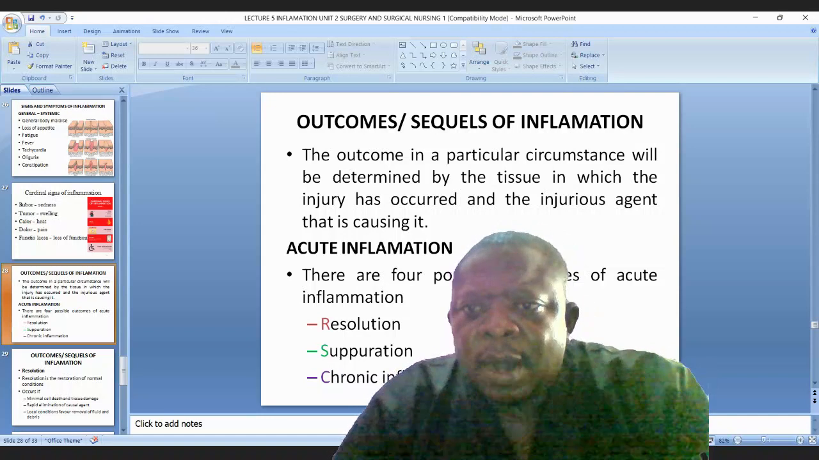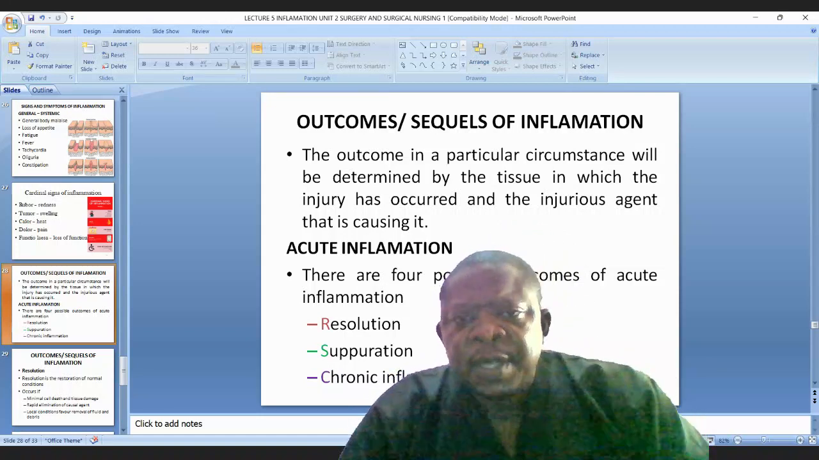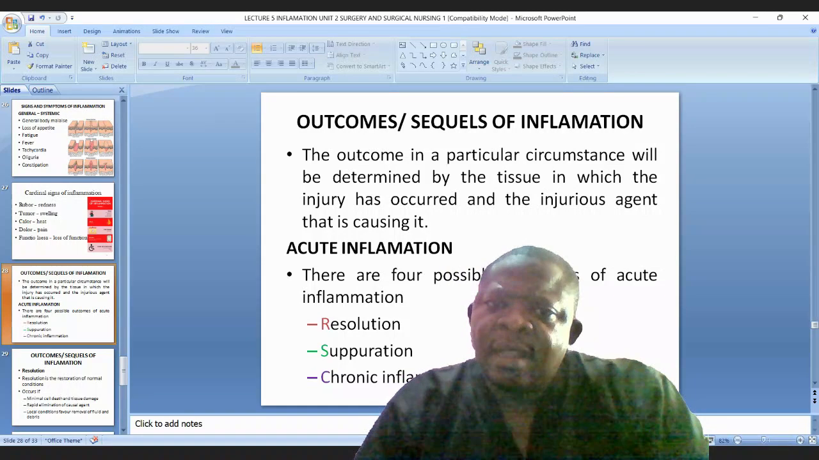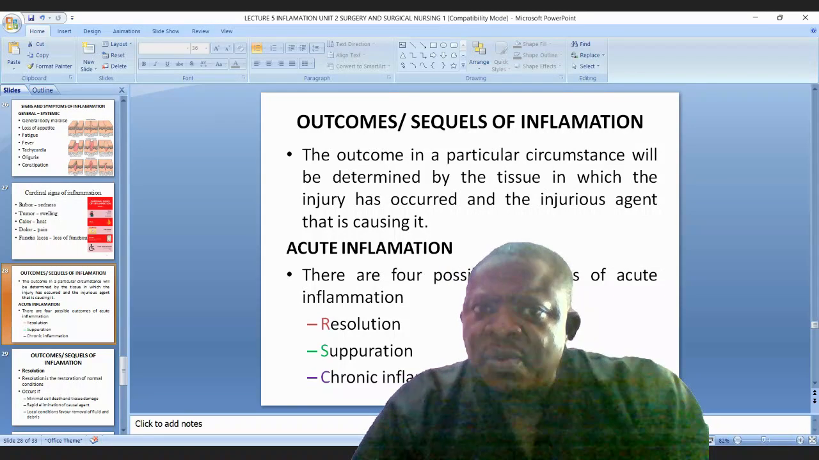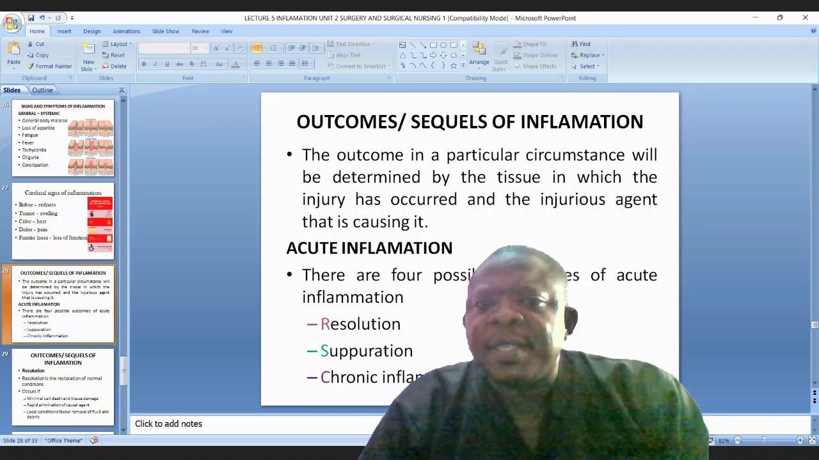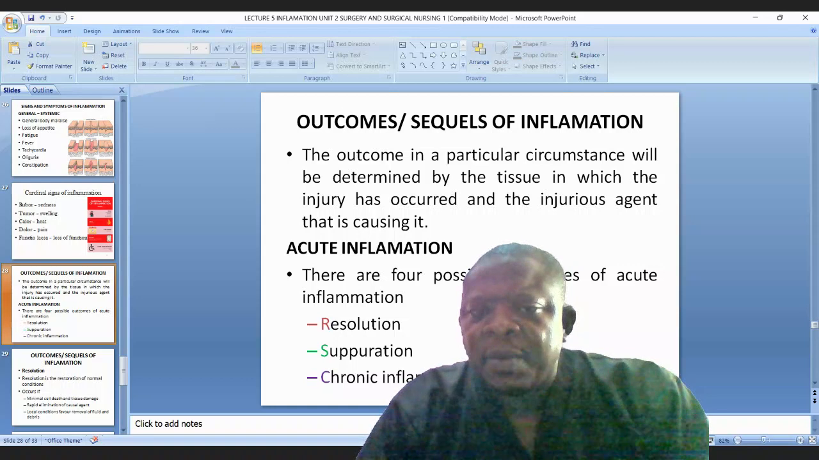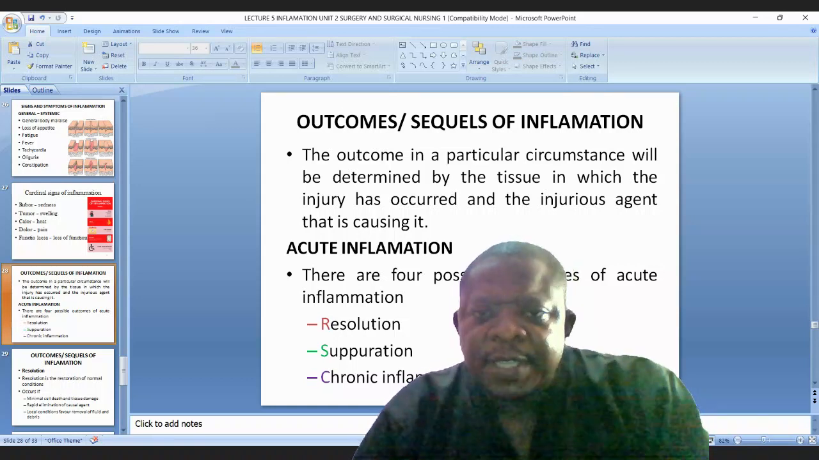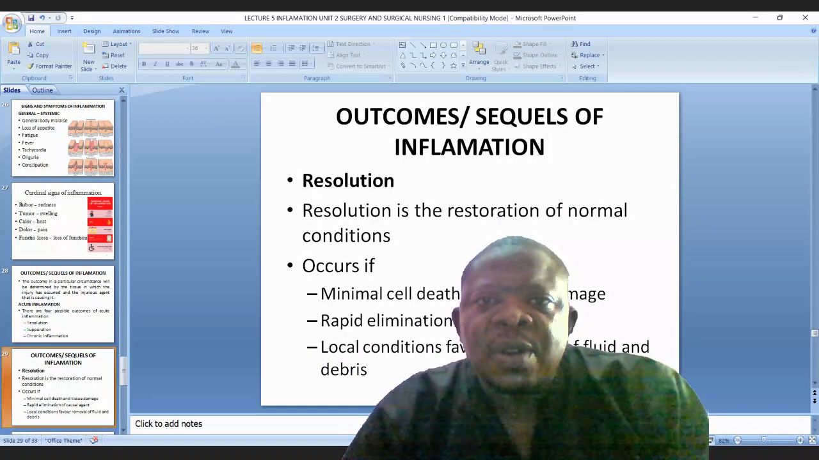So chronic inflammation is going to occur if the causal agent is not removed. So there will be a change in the cell population in the damaged tissue that will change the appearance of this area. Polymorphs will be replaced by lymphocytes and plasma cells. Macrophages may form giant cells. Okay, so this is part of the sequels or outcomes that can be seen in chronic inflammation.